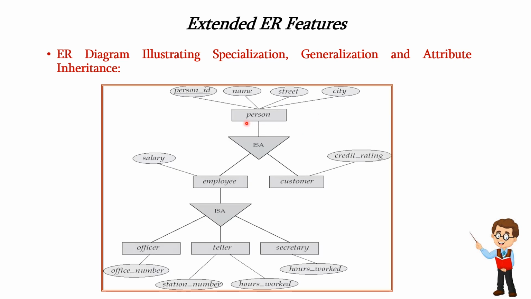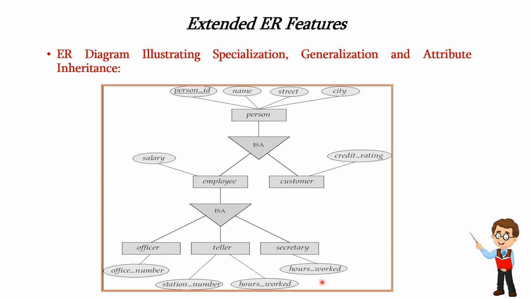So here we have the entity set person whose attributes are person ID, name, street and city. This entity set can be further specialized into employee and customer. Employee has its own attribute salary and customer is having its own attribute credit rating. And employee can be further specialized into officer, teller and secretary. Officer has its own attribute office number, teller is having attributes station number and hours worked, and secretary is also having an attribute called hours worked.